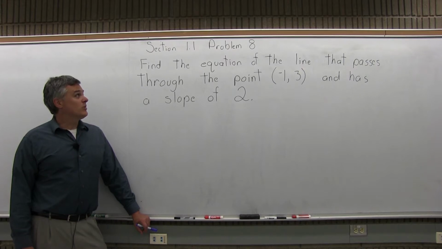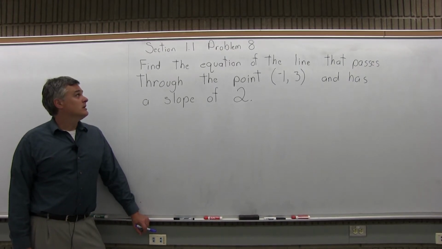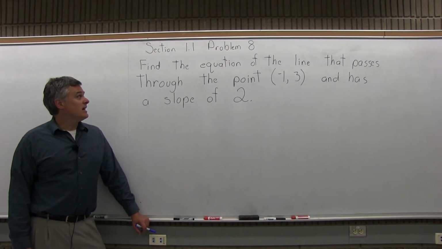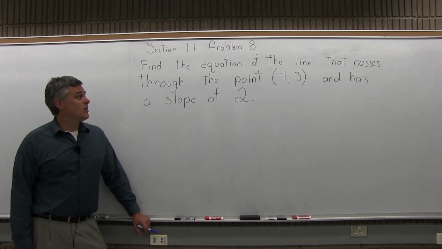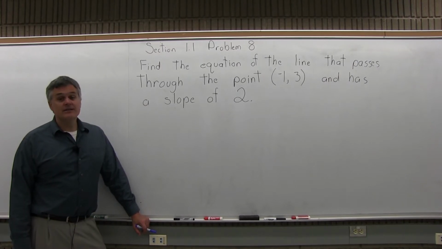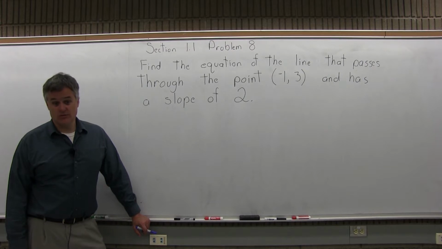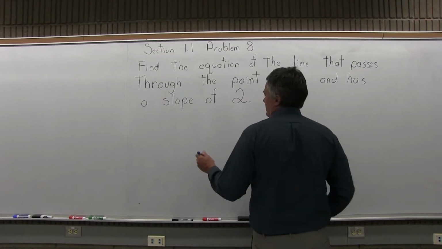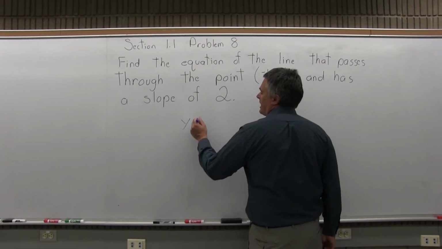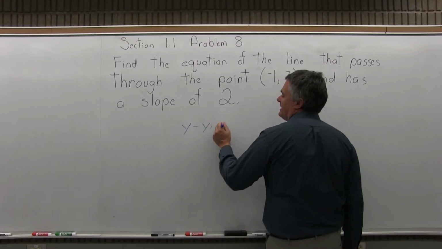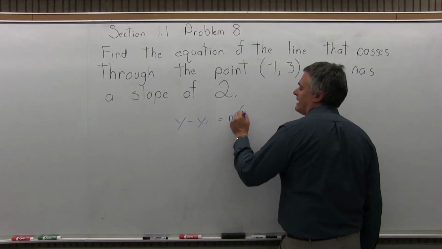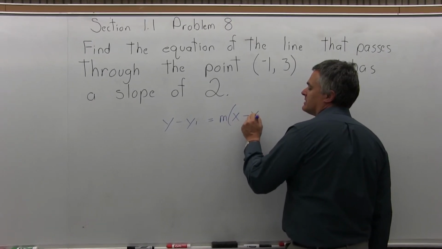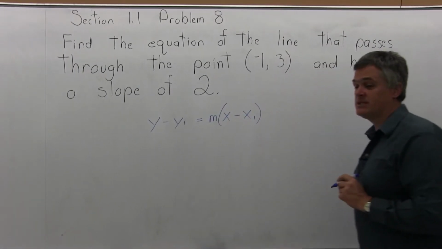This is Section 1.1, Problem 8 from the homework. It says, find the equation of the line that passes through the point -1, 3 and has a slope of 2. So the formula for the equation of a line is y minus y1 equals m times x minus x1. So we need to fill this in.